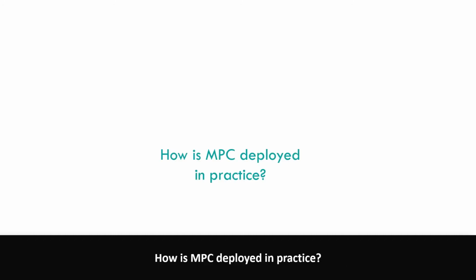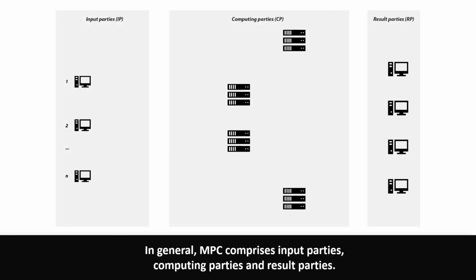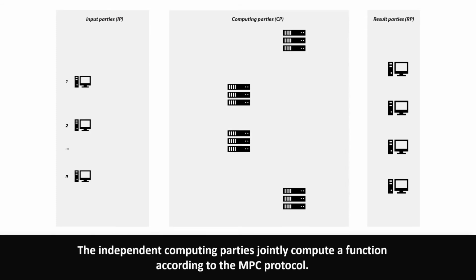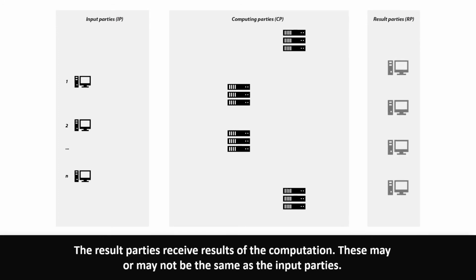How is MPC deployed in practice? In general, MPC comprises input parties, computing parties, and result parties. Input parties contribute protected data such as confidential or private data. The independent computing parties jointly compute a function according to the MPC protocol. The result parties receive results of the computation. These may or may not be the same as the input parties.